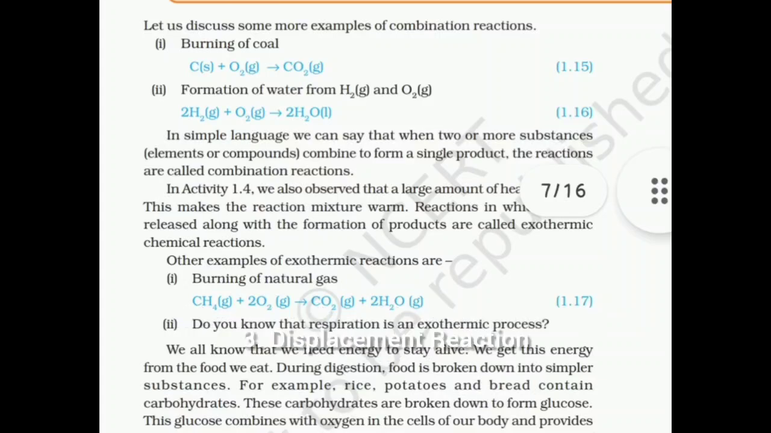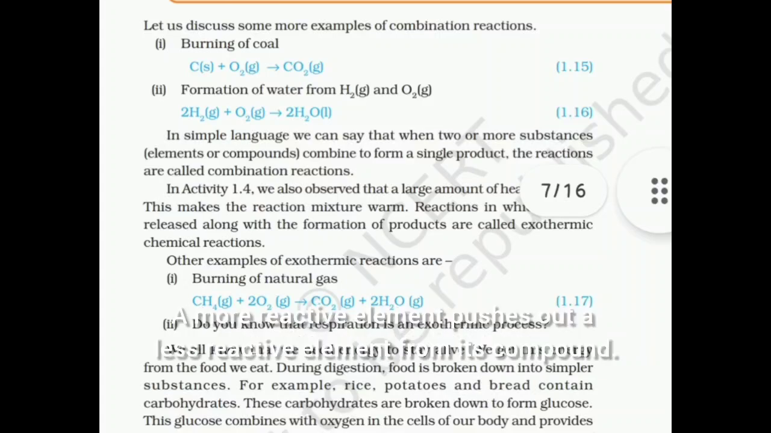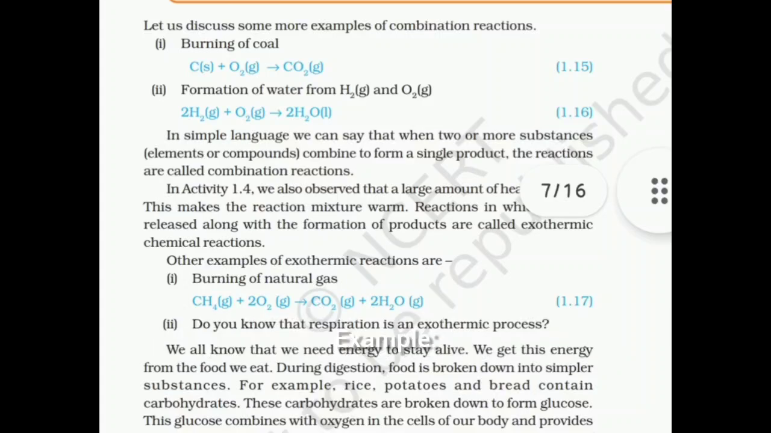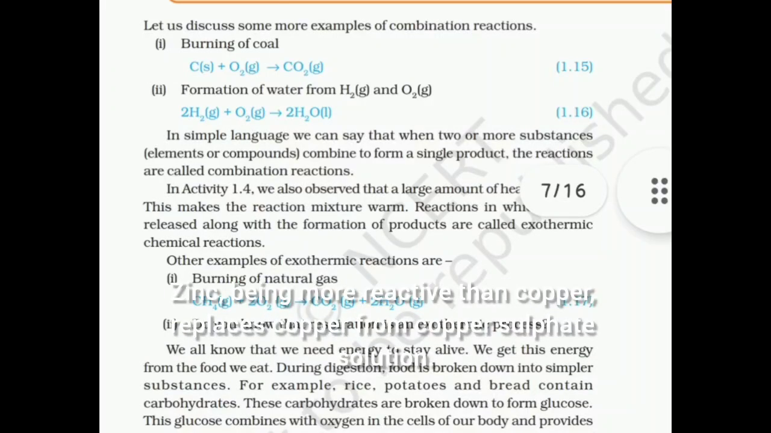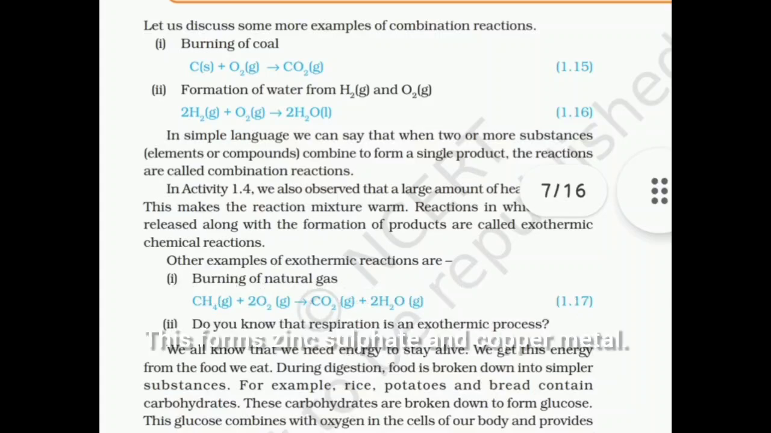3. Displacement reaction. A more reactive element pushes out a less reactive element from its compound. Example: zinc, being more reactive than copper, replaces copper from copper sulfate solution. This forms zinc sulfate and copper metal.